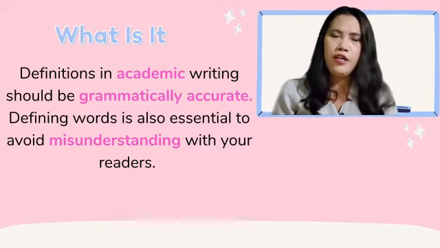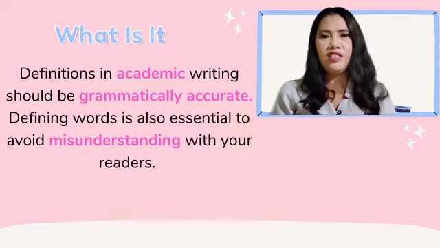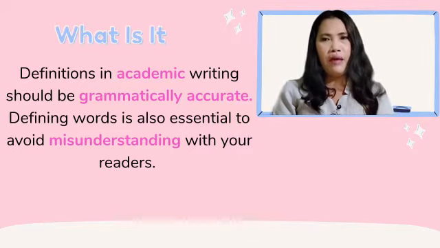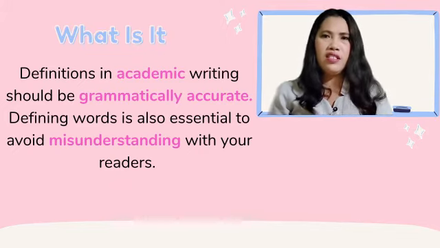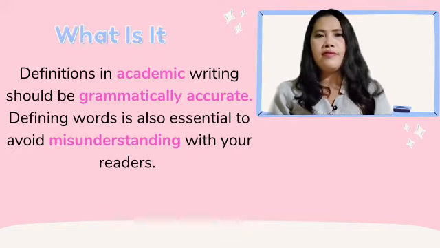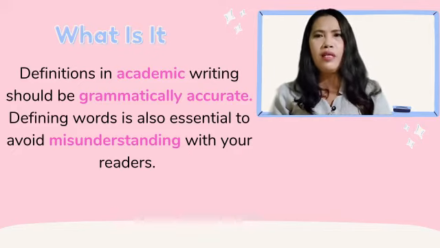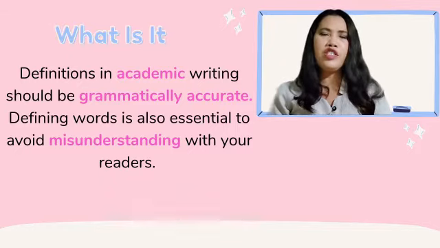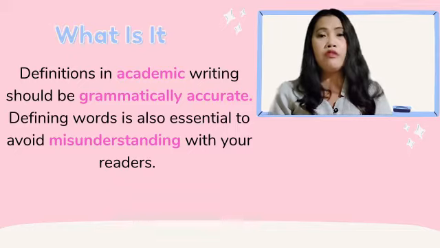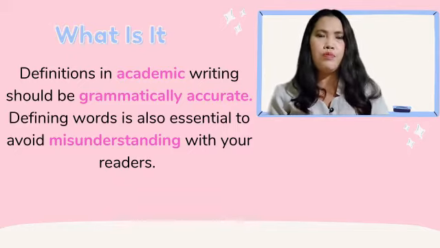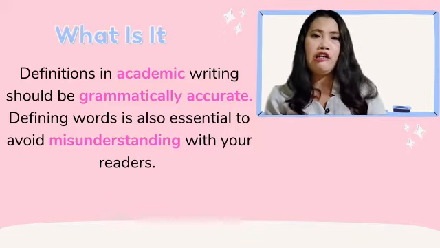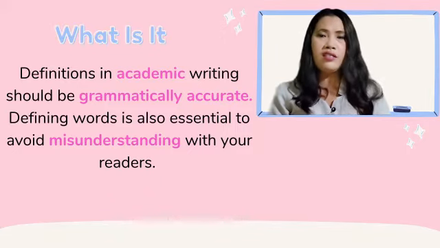The first one, let's talk about definition. Definitions in academic writing should be grammatically accurate. When you say academic writing, meaning formal writing, we must be particular in terms of grammar. Our grammar there must be accurate, especially if we are defining or explaining certain things or words.